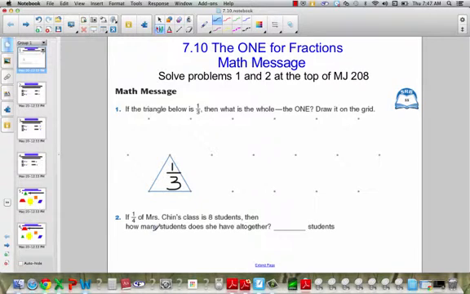And then down here, if 1/4 of Mrs. Chin's class is 8 students, then how many students does she have altogether? I suggest using your boxes. You'll need 4 boxes, and if you notice, it says 1/4. So in 1 out of 4 boxes, you have 8. Well, if you have 8 in one box, you're going to need to have 8 in all the boxes, and then how many would 4/4 be? Because altogether, or the whole, would be 4 out of 4. And 4 out of 4 equals 1.